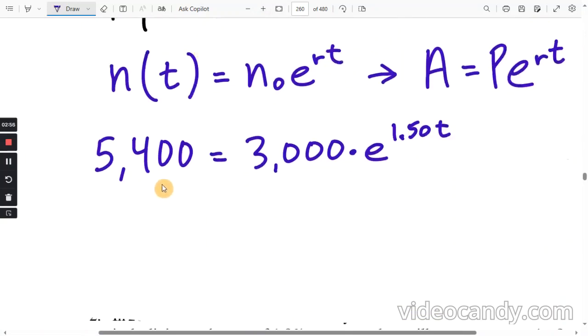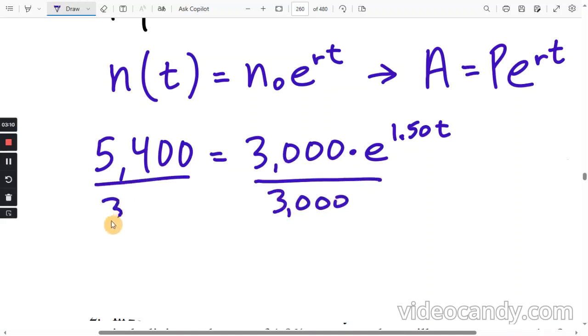All right, and we want to isolate this exponent. Okay, the exponent is only applied to the e, so we want to get rid of the 3,000. The opposite of times 3,000 is divided by. All right, I'm going to do that to both sides. 3,000 over itself cancels.